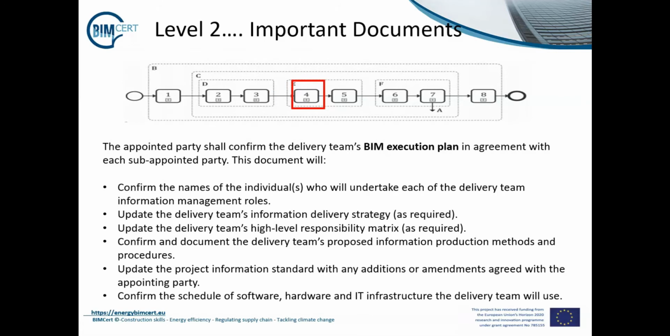The next stage, the appointed party should confirm the delivery team's BIM execution plan in agreement with each sub-appointed party. This document will confirm the names of the individuals who will undertake each of the delivery team information management roles, update the delivery team's information delivery strategy, update the team's high-level responsibility matrix, and confirm and document the delivery team's proposed information production methods. It will also update the project information standard with any additions or amendments agreed with the appointing party and confirm the schedule of software, hardware, and IT infrastructure the delivery team will use.